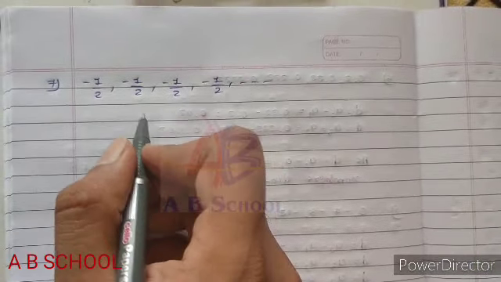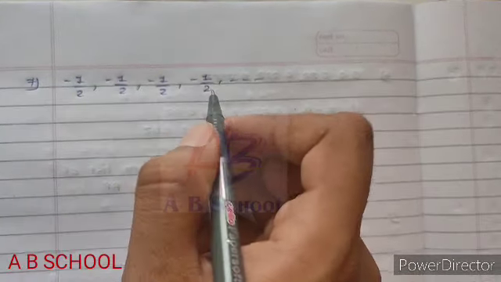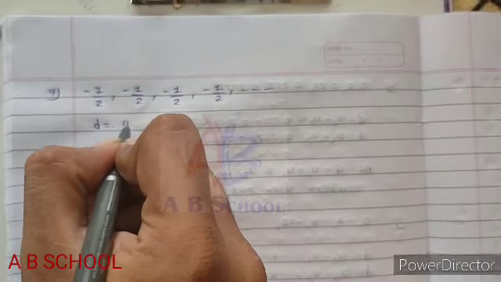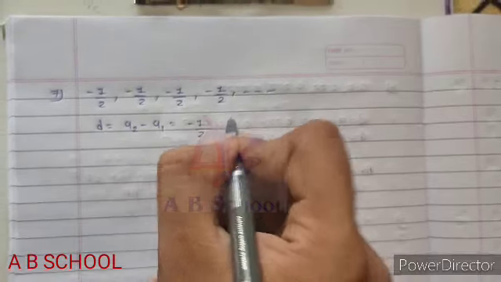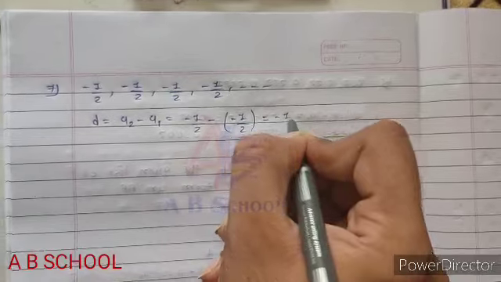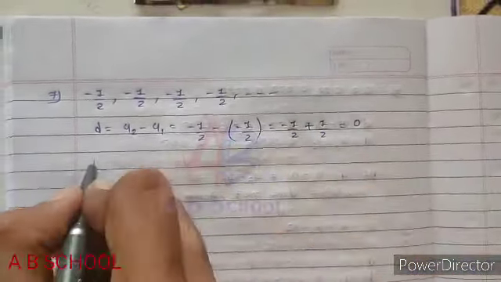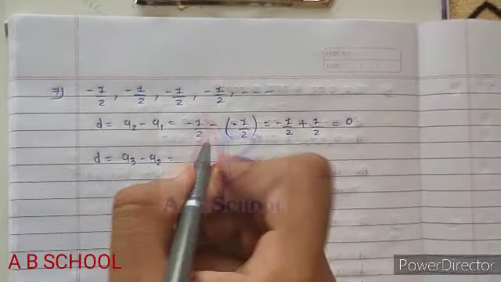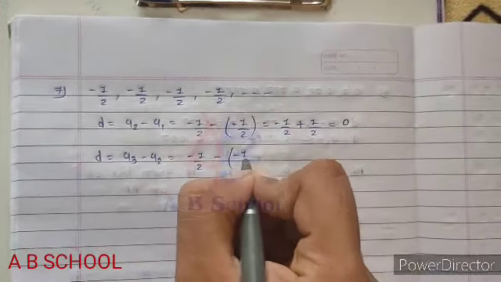Now number 7. Minus 1 by 2, comma minus 1 by 2, comma minus 1 by 2, comma minus 1 by 2. For the common difference D, D is equal to A2 minus A1. Value of A2 is equal to minus 1 by 2 minus value of A1 is equal to minus 1 by 2. Minus 1 by 2 plus 1 by 2 equal to 0. For the common difference D, A3 minus A2. Value of A3 is equal to minus 1 by 2 minus value of A2 is equal to minus 1 by 2.